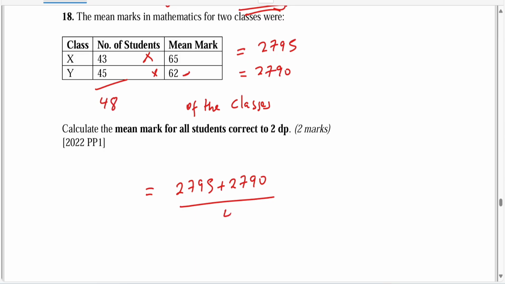So divide by 88. Max pia mimi nasahau. I don't know what happened. So 43 plus 45 is 88. So this one should be 88. So add those. So 2795 plus 2790 divided by 88, which gives us an answer of 63.47 to 2 decimal places. So rahisi. So that's your answer.